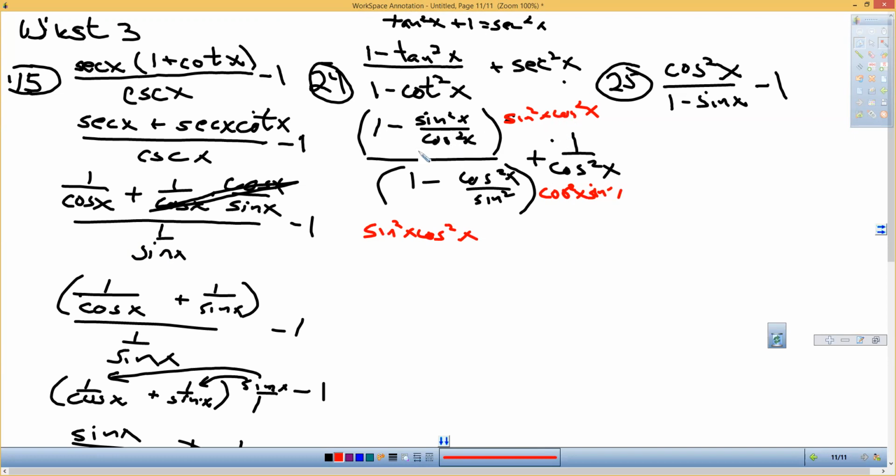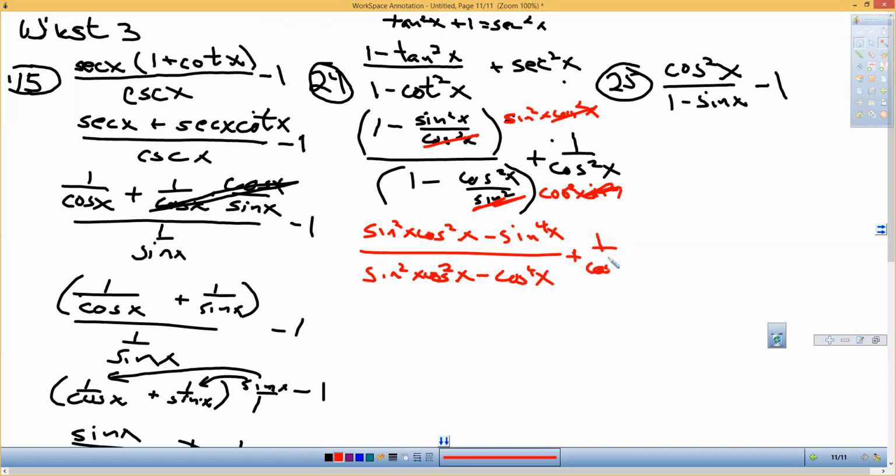When I take this times this first one, these two are going to reduce out, so it's going to be minus sine to the 4th x. And then down here on the bottom, I take cosine squared x, sine squared x times that one, and I get the same sine squared x cosine squared x. And when I take it times this part, this sine squared and this sine squared cancel each other out. So I've got minus cosine to the 4th x, and I still have over here plus 1 over cosine squared x.